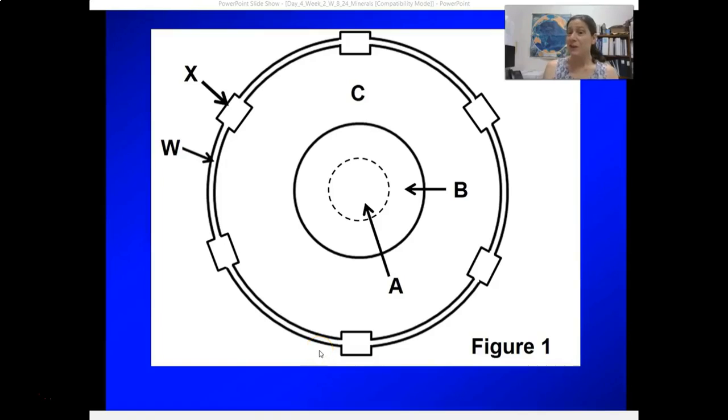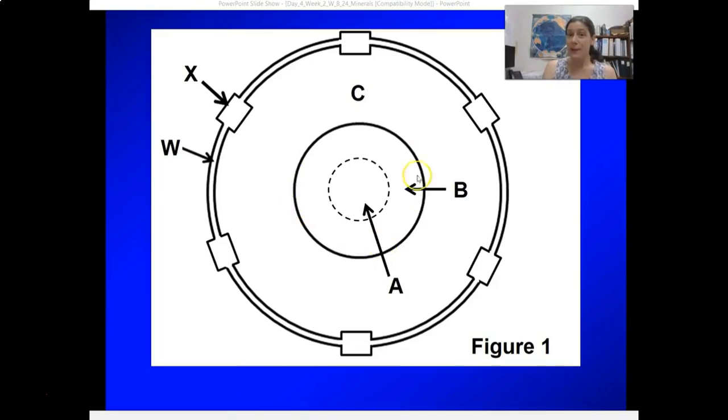So if I drew a picture like this on the board, well, first off, let's just make sure we know what the various letters are. So what would the letter A refer to? If you said the core, you're close. What's more specifically A? The inner core. What is B? The outer core.